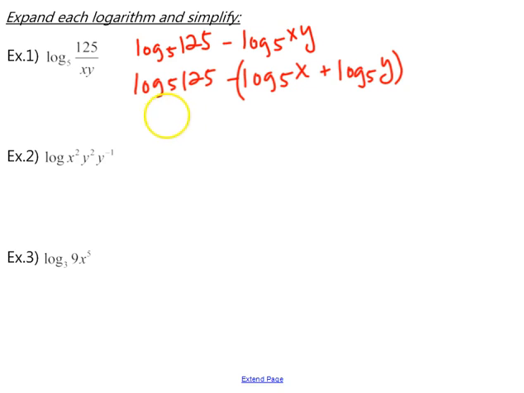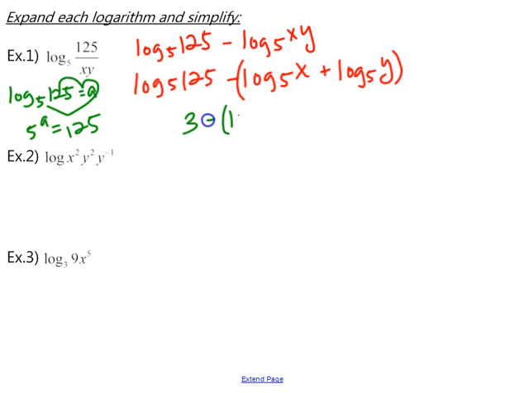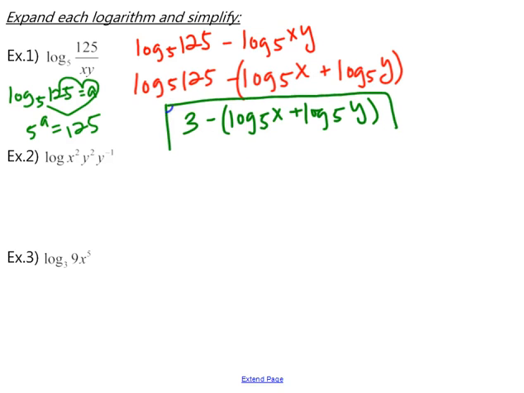Now the last thing we want to do is simplify any logs we can into numbers. So here we have a variable, here we have a variable, but here we have log base 5 of 125. Remember, if we take log base 5 of 125 and set that equal to a variable, we'll just use a, and if we convert this, this is 5 to the a power equals 125. So 5 to what power gives us 125? This is actually going to be 3. So we have 3 minus the quantity log base 5 of x plus log base 5 of y. And here's our final answer.